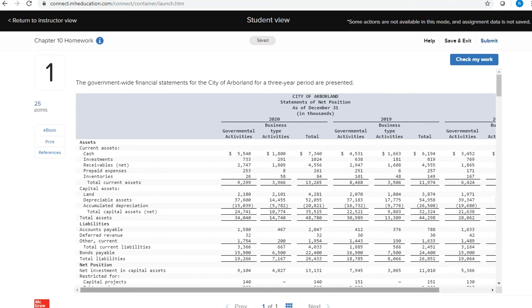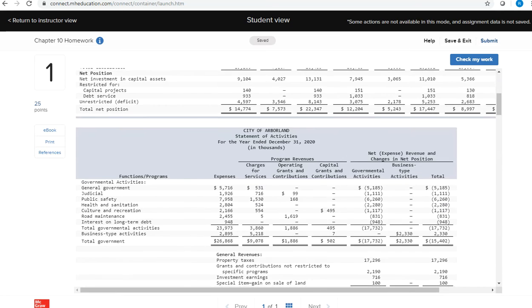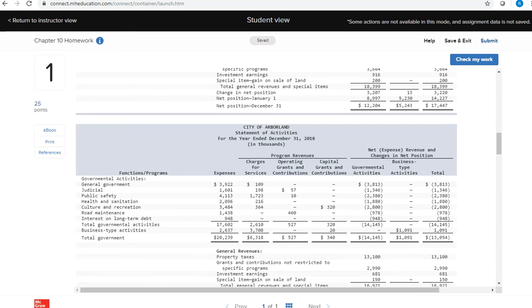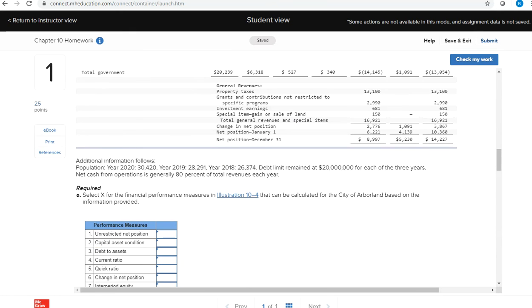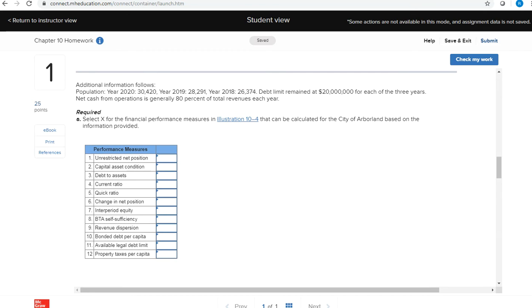Here's your 2020, then 2019 and 2018. And this is year ended 20, year ended 19, year ended 18. Okay, so you're given all of that. And you're given population per year. You're given debt limit for each of the 3 years. And you're told that net cash from operations is generally 80% of total revenues. So you're asked, first of all, to put an X for the financial performance measures that can be calculated.